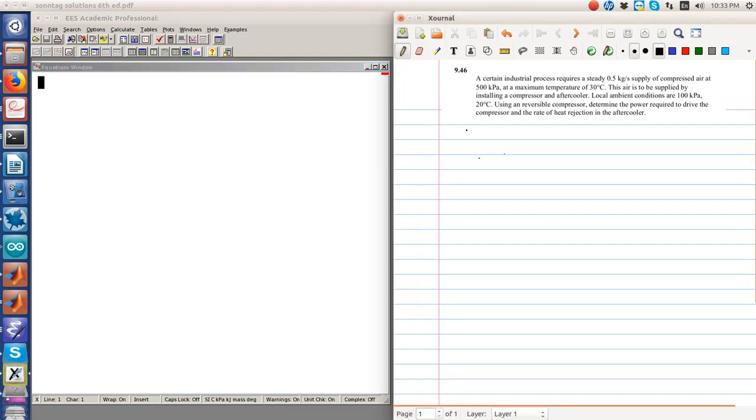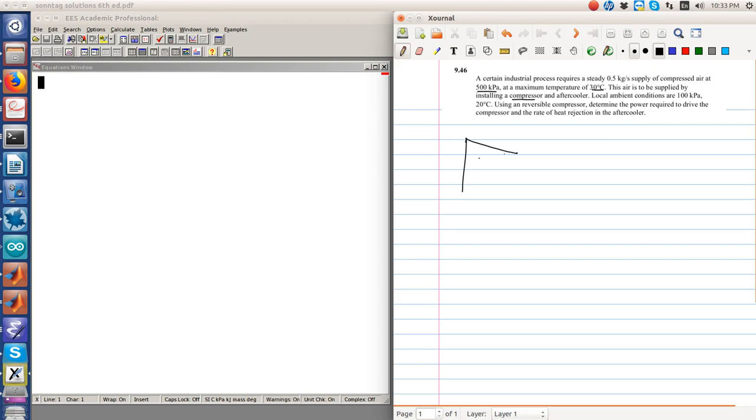Let's do problem 9.46 of Sonntag, in which we have an industrial process which requires 0.5 kg per second supply of compressed air at 500 kilopascal. So the compressed supply has to be at this particular specification. The air is supplied by installing a compressor and an aftercooler.